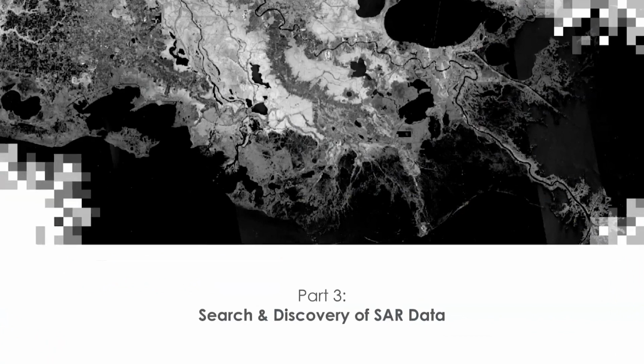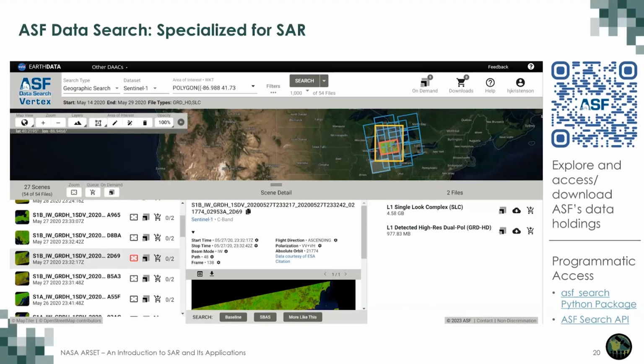At this point, I'd like to move into the nitty-gritty of how we actually can search for, discover, and download the data sets that we're interested in. ASF Data Search provides access to all of the data sets that ASF archives. It's really specialized for looking for SAR.